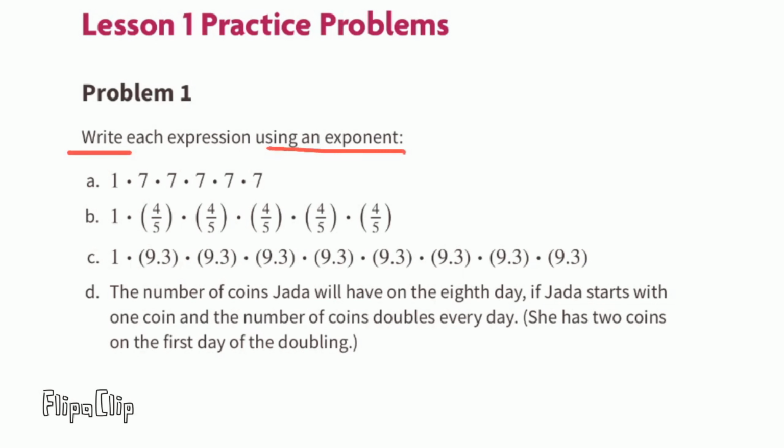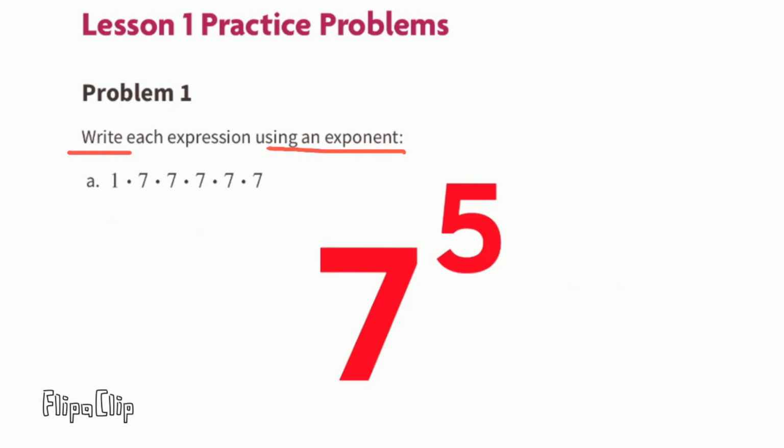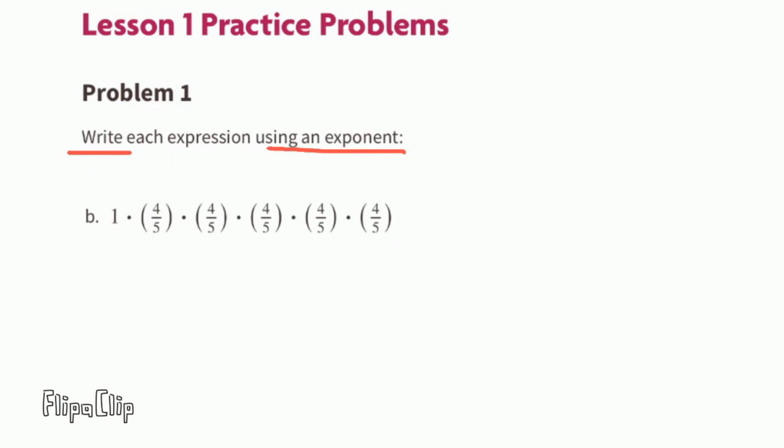Problem number 1. Write each expression using an exponent. A. 1 times 7 times 7 times 7 times 7 times 7. Written as an exponent, that would be 7 to the 5th power. B. 1 times 4/5 5 different times. As an exponent, that's equivalent to 4/5 to the power of 5, or 4/5 to the 5th power.